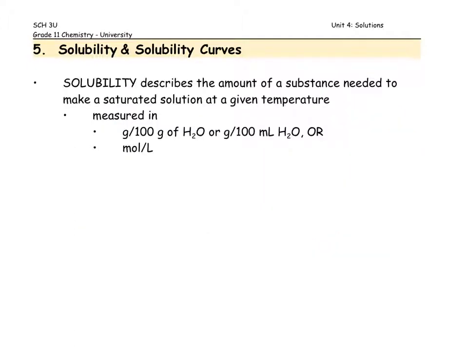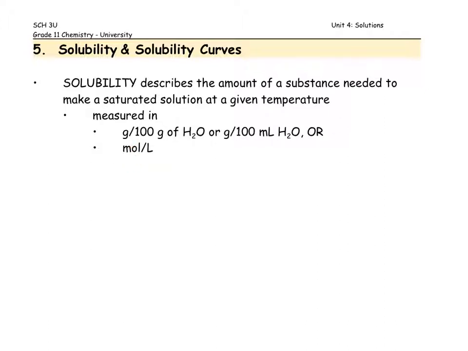So in chemistry, we talk about solubility as describing the amount of a substance needed to make a saturated solution at a given temperature. So for instance, I could be measuring the solubility of a substance in grams per 100 grams of water or grams per 100 milliliters of water. I could also be measuring it in moles per liter.